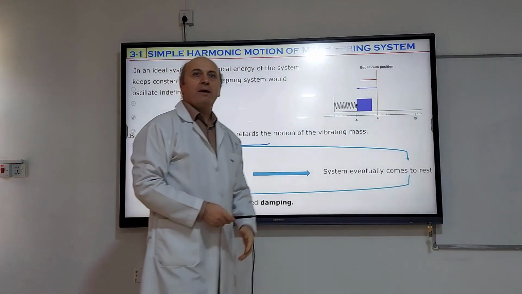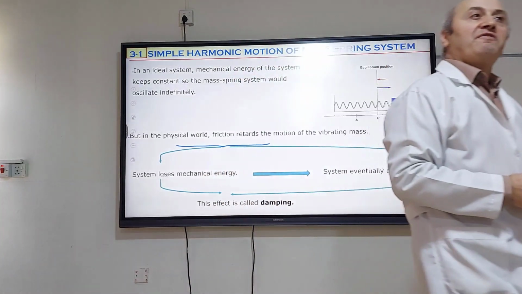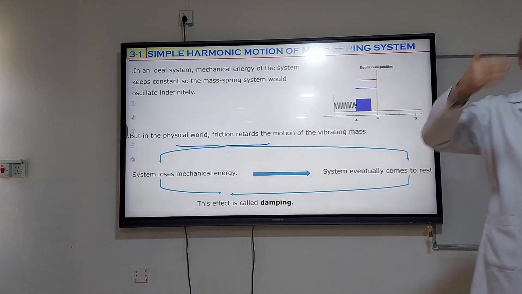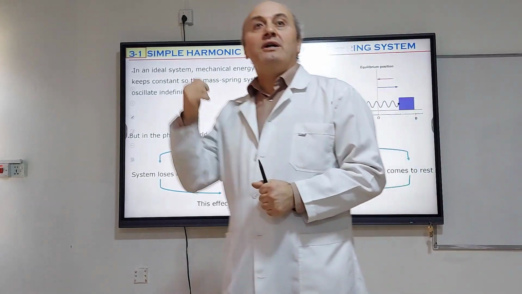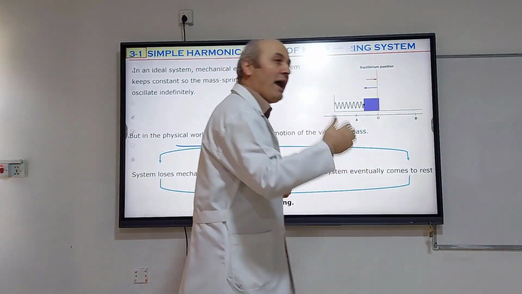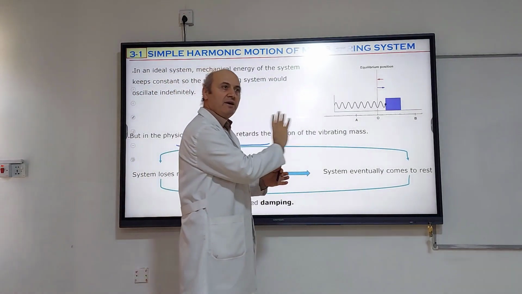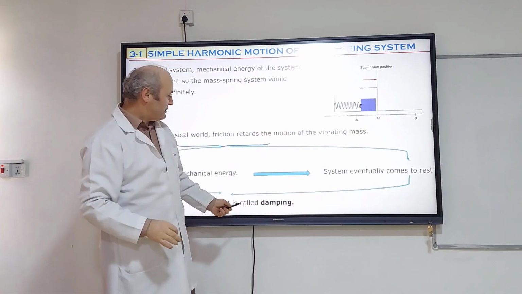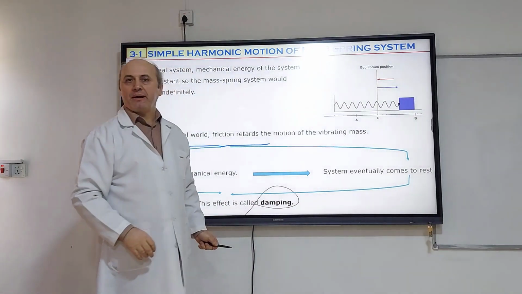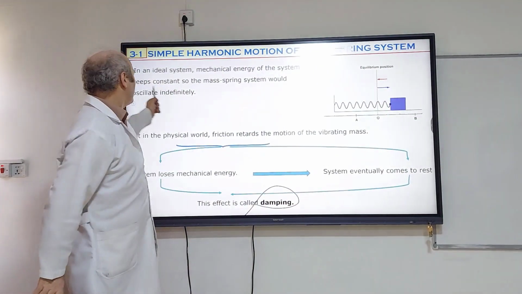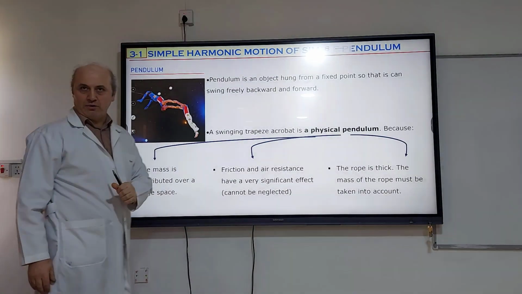But in the physical world, in a real system, of course friction exists. Of course air resistance exists. What's going to happen? This mechanical energy will be converted to heat. That's why mechanical energy will decrease and the system will finally stop vibrating. This is called damping. Until now, any questions? No. All right. Then, pendulum.